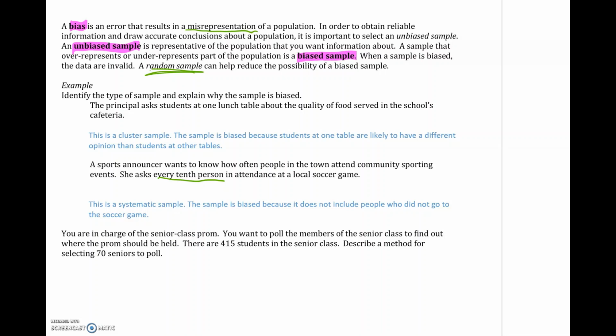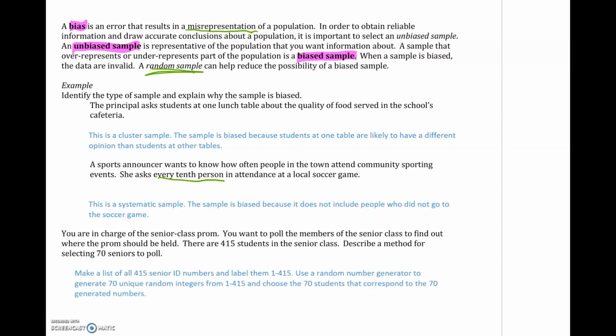So what I would do is I would think of the ideal case. How could I randomly generate 70 seniors? Well, like I said before, let's just make a list of all 415 senior ID numbers, right? Numbering them 1 to 415. Let's use a random number generator to generate 70 random numbers and then pick those 70 students. So there you go, right? Labeling each ID number 1 to 415, picking 70 random numbers from 1 to 415, and then just seeing, okay, which 70 students correspond to those numbers, and there's my random selection of 70.